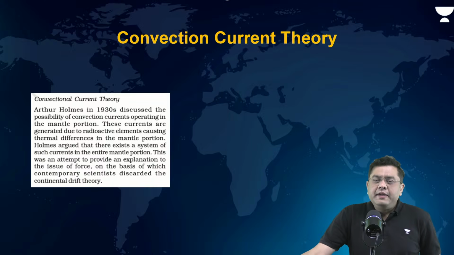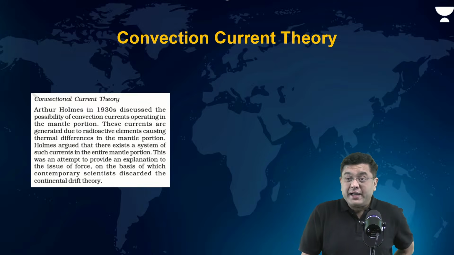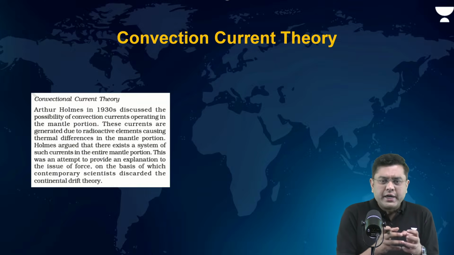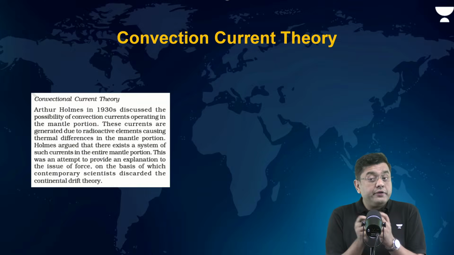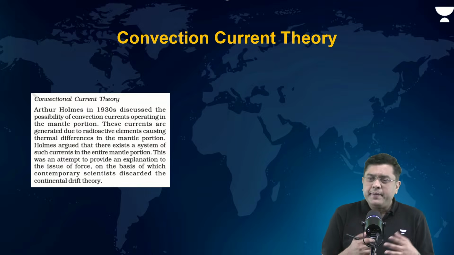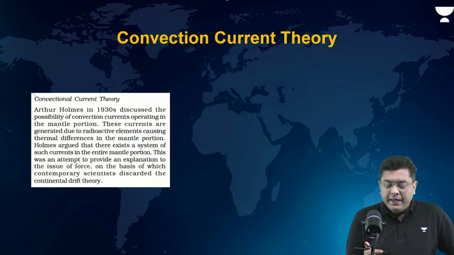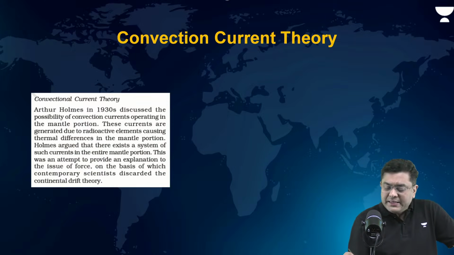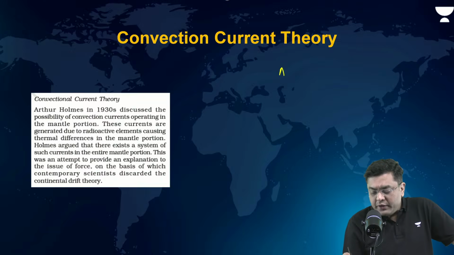Now, we come to the theories which followed the continental drift theory. One of them was the convection current theory. So, today, as I told you, we will talk about the convection current theory, the seafloor spread theory, as well as the plate tectonics and the formation of Himalayas. Now, the convection current theory was provided by a kind of a genius, Arthur Holmes.